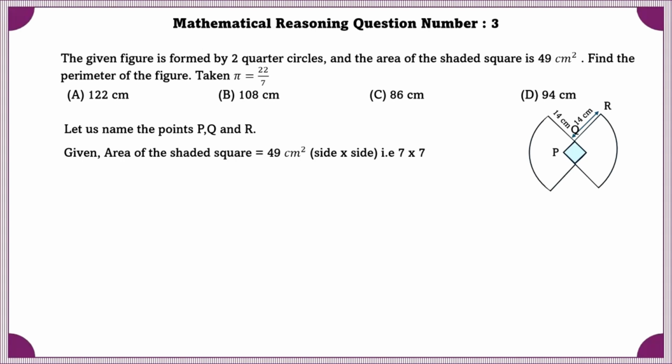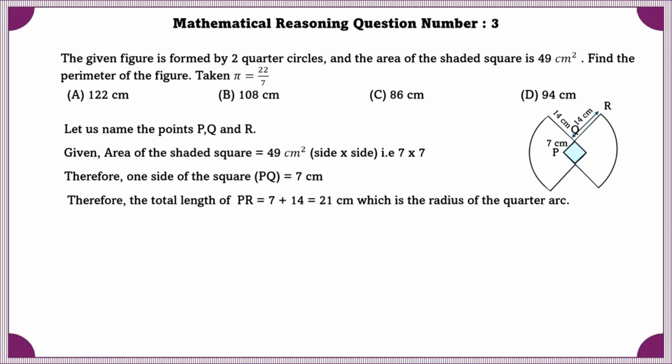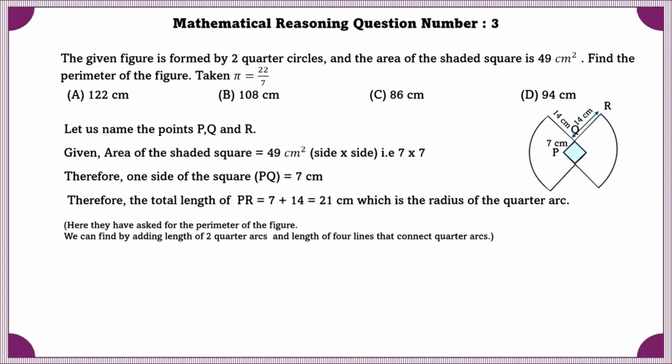Given area of shaded square is equal to 49 centimeter square, that is side into side. So we can conclude that length of side is equal to 7, that is PQ. Therefore, total length of PR is equal to 7 plus 14, which is equal to 21 centimeter, which is the radius of the quarter arc.